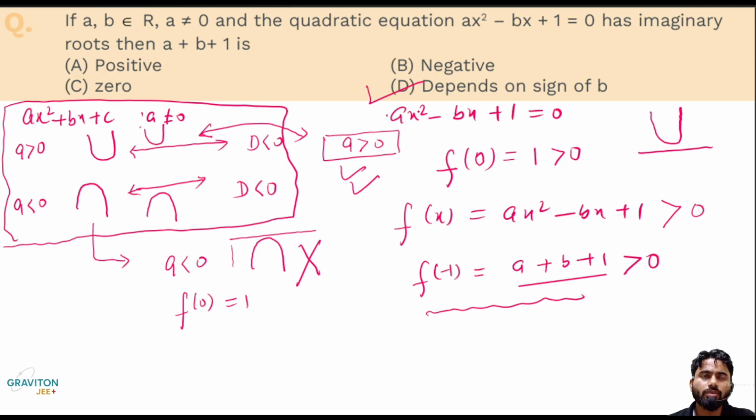Your correct option will be: as it has no imaginary root, then a plus b plus 1 is positive, right? Now we will move to the next question.